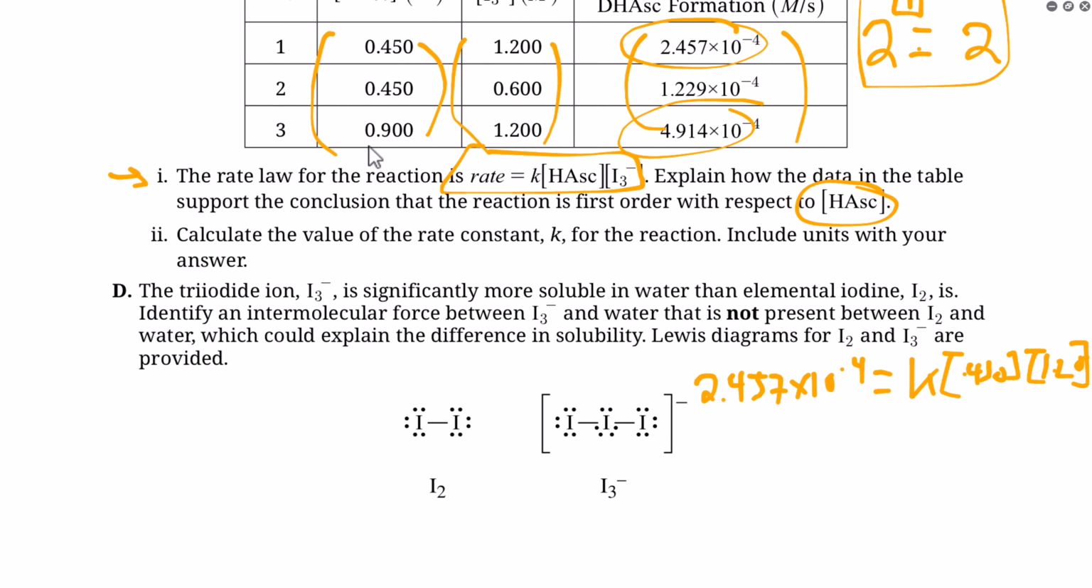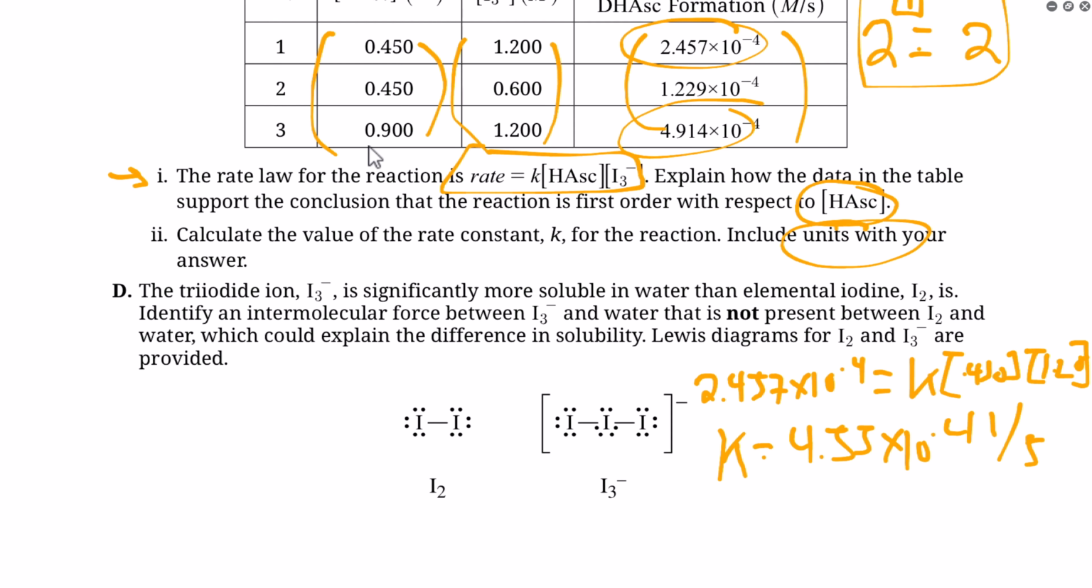And now all we do is algebraically solve for the value for K here. So let's take 2.457 times 10 to the negative 4th, divide that by 0.450, and divide that by 1.20. And our value for K is 4.55 times 10 to the negative 4th.